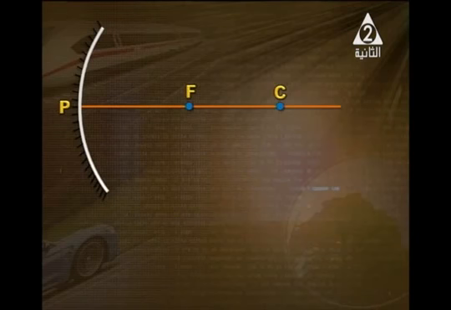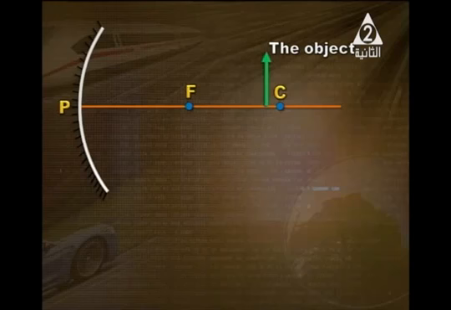Another case, the concave mirror. This is the principal axis, which passes through the center of curvature and the pole of the mirror. In the midpoint we find the focus. The object lies between the focal length and the center of curvature.